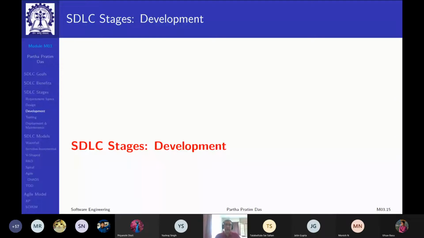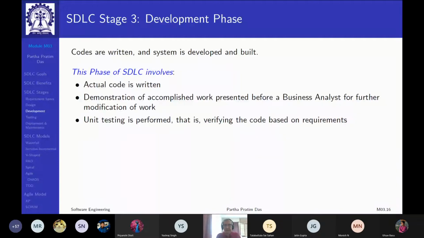Development happens to be the most time-taking stage of SDLC, where the code is written and the system is developed and built. The actual code is written. This is what you're doing in assignment 3 and crying all the time that you do not have enough time. Then comes the demonstration of accomplished work, presented before a business analyst for further modification of work.